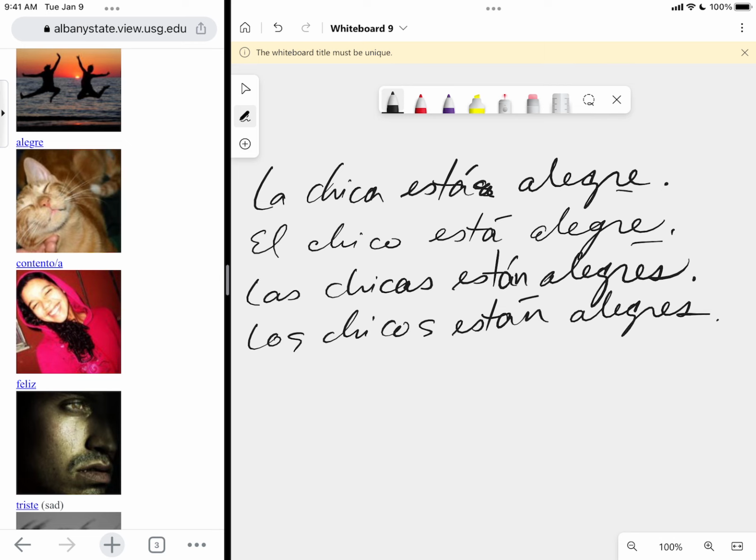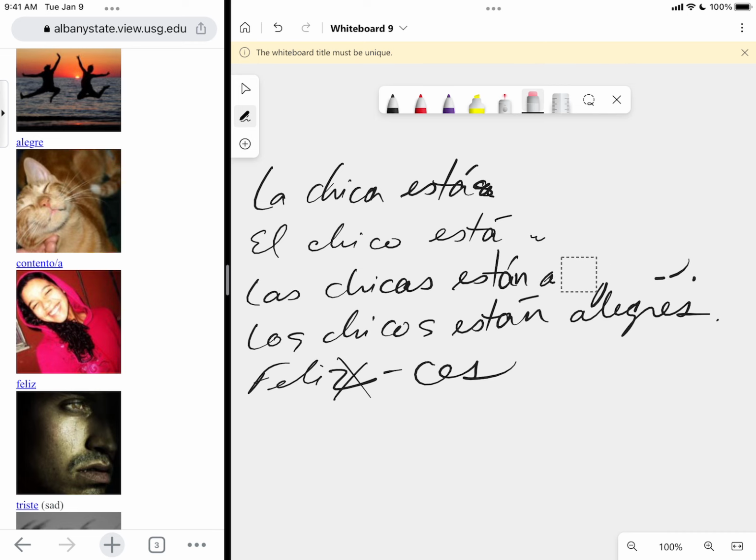Alegres. Okay, so we can see if it ends with an E, it's the same for male or female, but it does change in number, not for gender. How about this word, feliz, happy? Well, you may remember when we learned about nouns, that nouns drop the Z and they add CES to become plural. The same rule is going to apply here. As with alegre, it's not going to change for gender, but it is going to change for number.